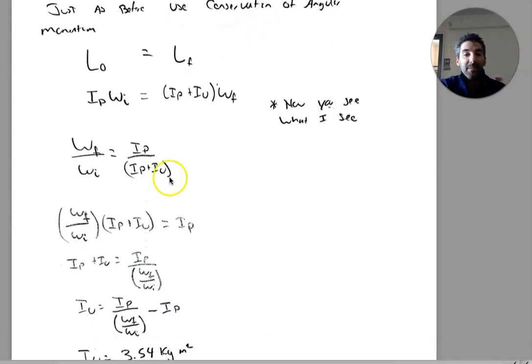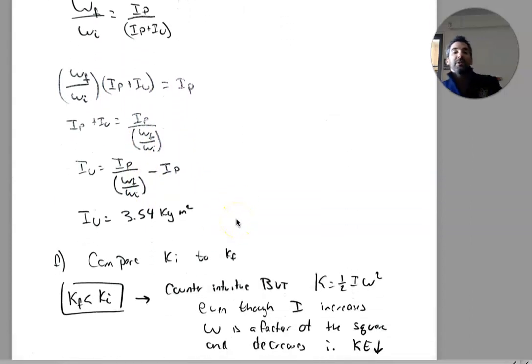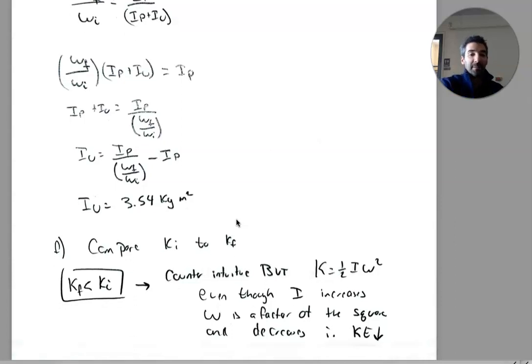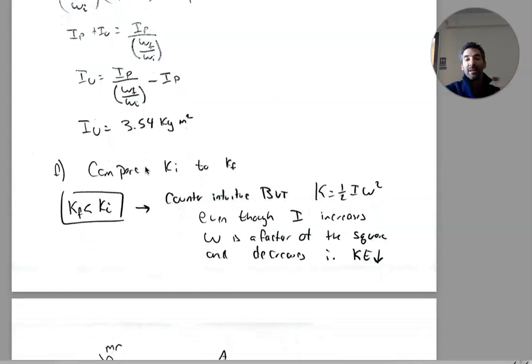And now I know everything. I know the ratio here. I know the moment of inertia of the platform. I can solve for the unknown. I do a little bit of algebra like that, the moment of inertia of the unknown. I plugged in my values, and I got a moment of inertia of the unknown object of 3.54 kilograms times meters squared. Last bit, we needed to compare the initial kinetic energy to the final kinetic energy and come up with a reason.